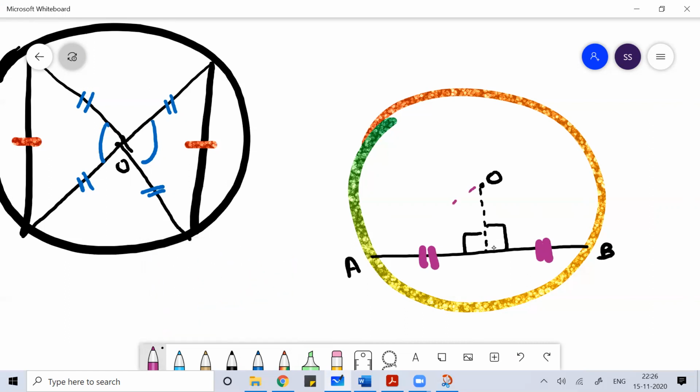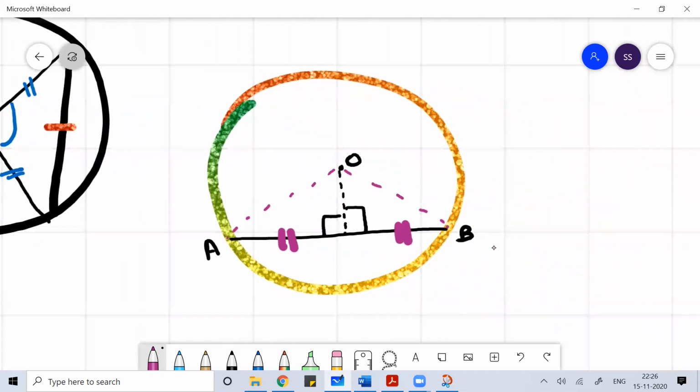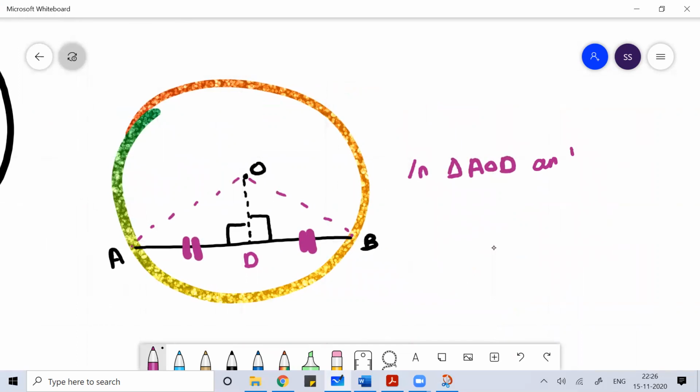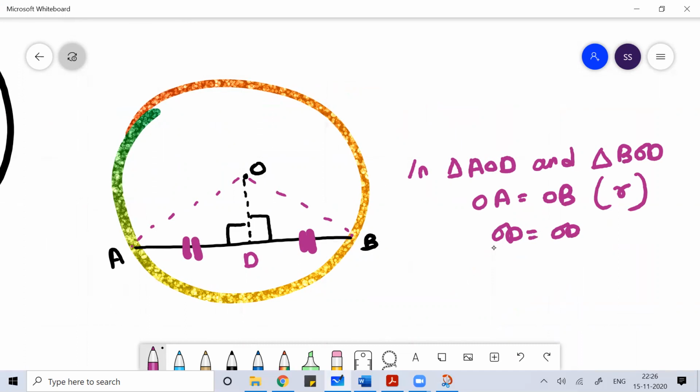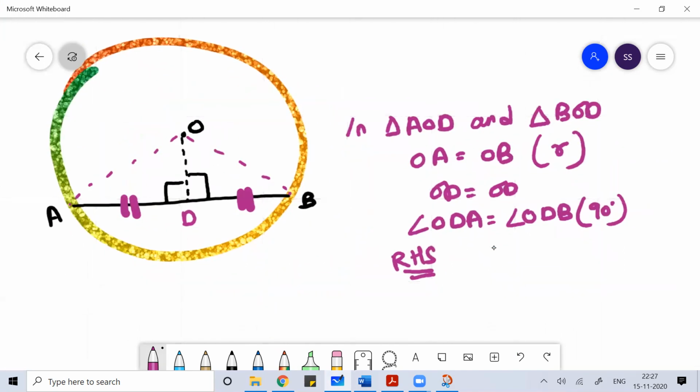So this you can easily prove. This is very easy. So here OA, and if you just see this triangle, in triangle AOD and triangle BOD, OA is equal to OB because they are the radius. And OD is common between them. Then angle ODA is equal to angle ODB, because they are 90 degrees. So automatically, by RHS congruency, you can say that triangle AOD is congruent to triangle BOD. So automatically AD will be equal to DB.